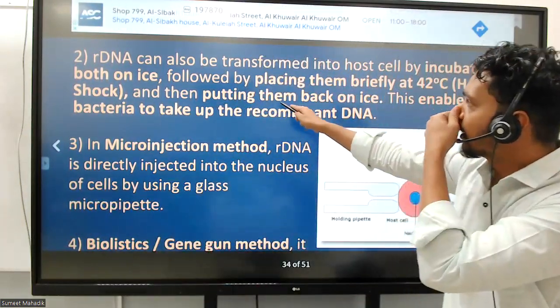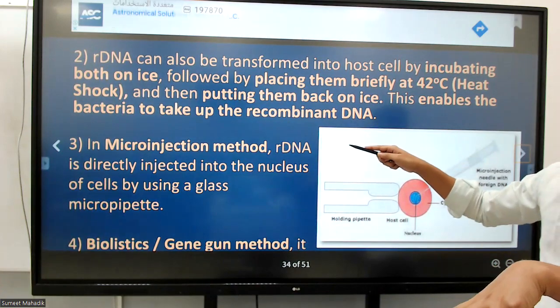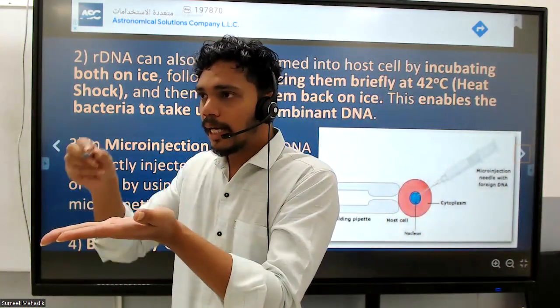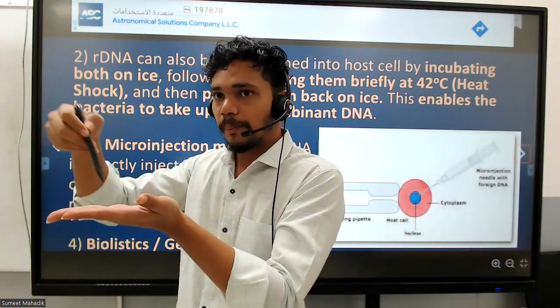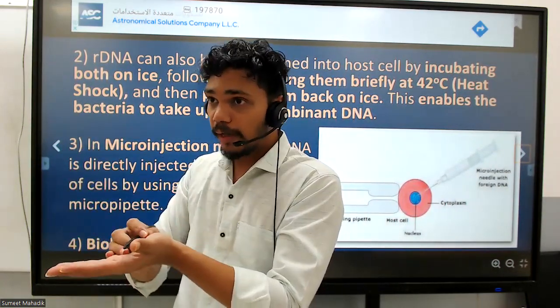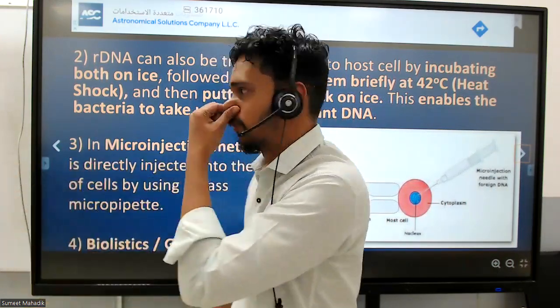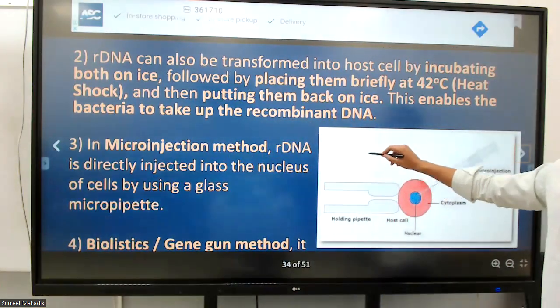Then they are put back on the ice again. Getting my point? So first, keeping on ice, senseless, then heat wave, it goes inside, again ice, then the cell wall will be forming. So typically recombinant DNA is introduced very easily.